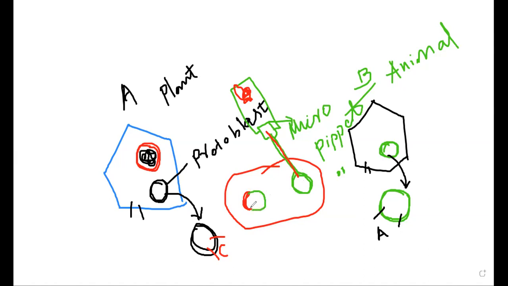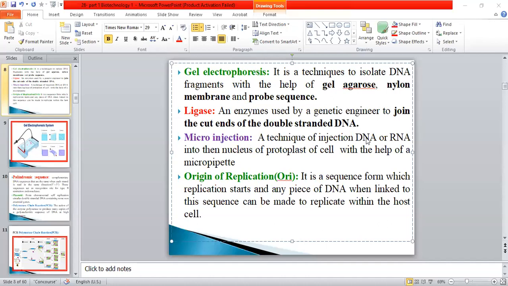So the target cells also reach like this, so here the combination of both. One of the techniques used is the micro injection or the micropipette, used for the loading of the target organs. Okay, so this is very, very important, my dear. This is also made up of gold. We will see it later. See that one: a technique of injecting DNA or RNA into the nucleus or protoplasm of the cell with the help of the micropipette.